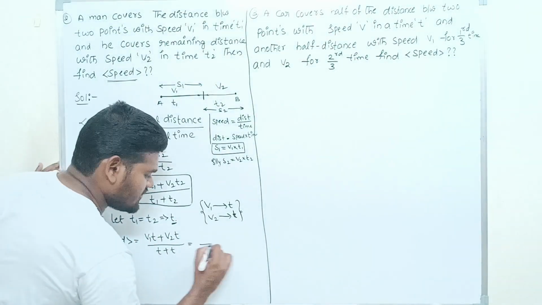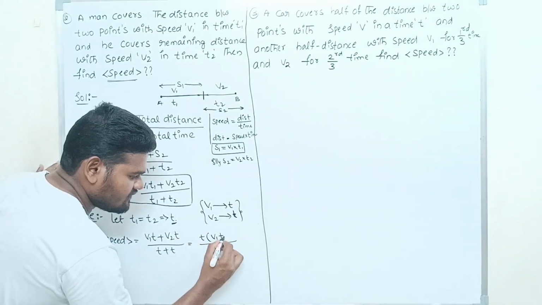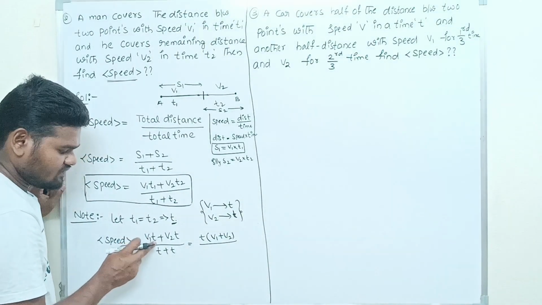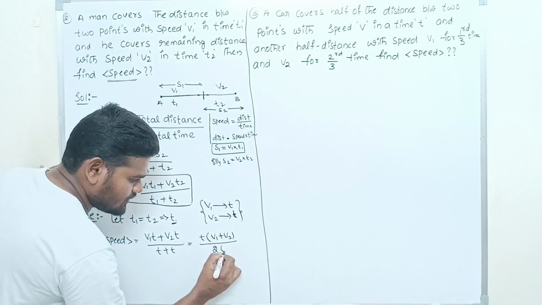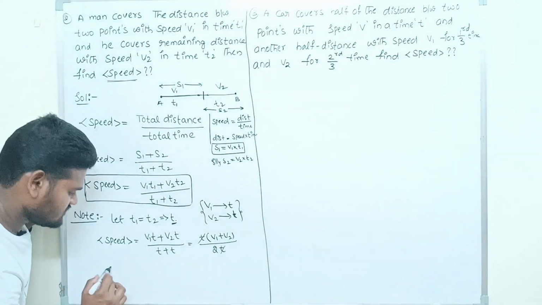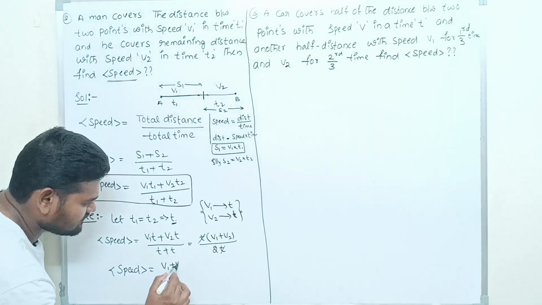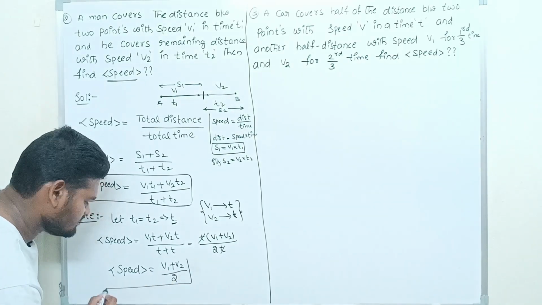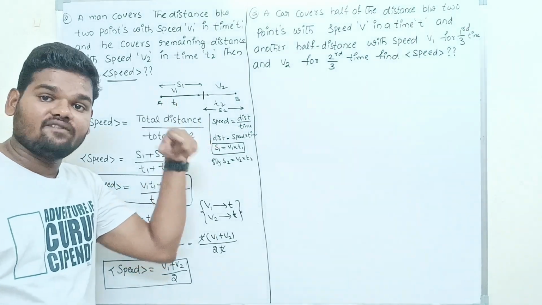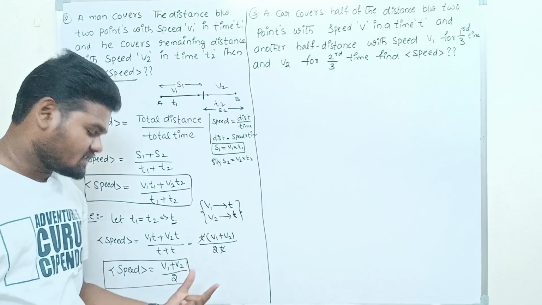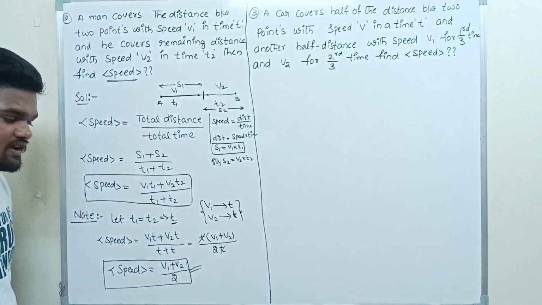If we take time T common, have a look: V1T plus V2T, I'm taking T common, so we will get V1 plus V2, over T plus T, which is 2T. So T and T get cancelled out. Finally, the average speed is equal to V1 plus V2 divided by 2. This is the average speed when the object covers different speeds in equal intervals of time.